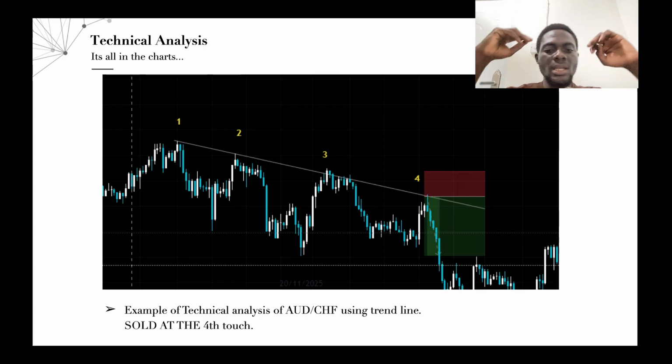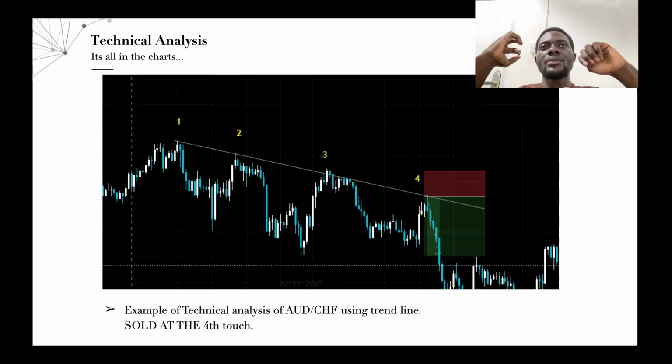So an example of technical analysis, when the Australian dollar, what is CHF? Swiss franc, right? Yeah, Swiss franc. Yeah, CHF. Yes. Using a trend line.